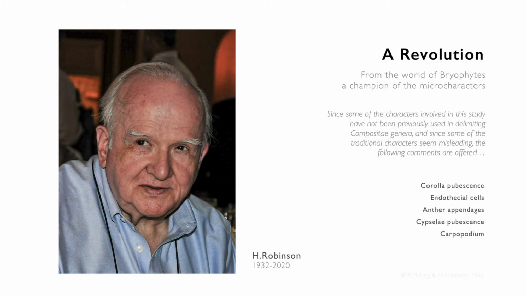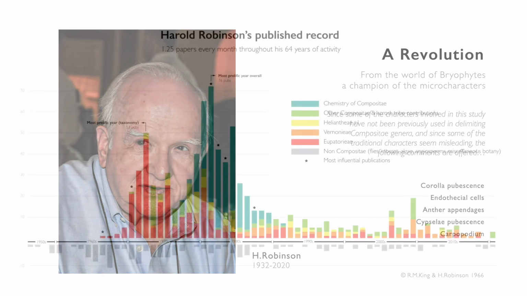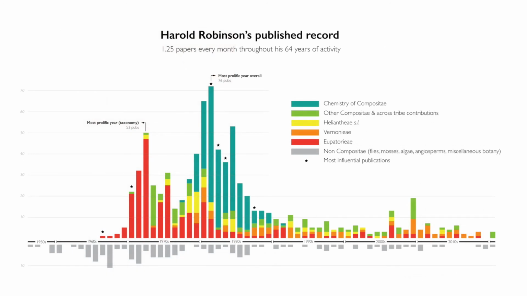Just to give you a little bit of background, here is an infographic that shows the published record of Harold, and there you can see where the Hofmeisteria paper is. So the horizontal lines mark tens of papers. You can see that he was very, very prolific through his career. In red here we have all the papers devoted to the Eupatorieae, and you see how the Hofmeisteria paper is the start of a whole series of papers.